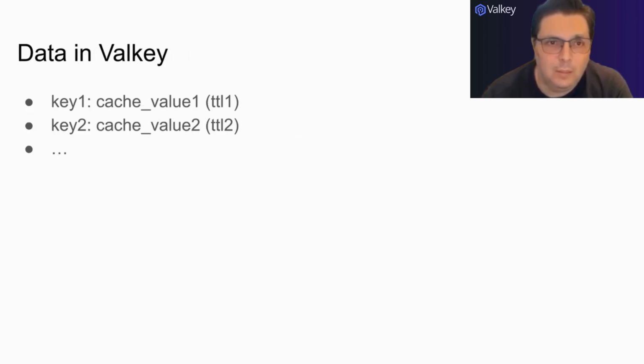The way we store data in Valkey is just key-value pairs. So here we have key1 with a corresponding cache value and its TTL, and a different key with a different value and probably a different TTL.